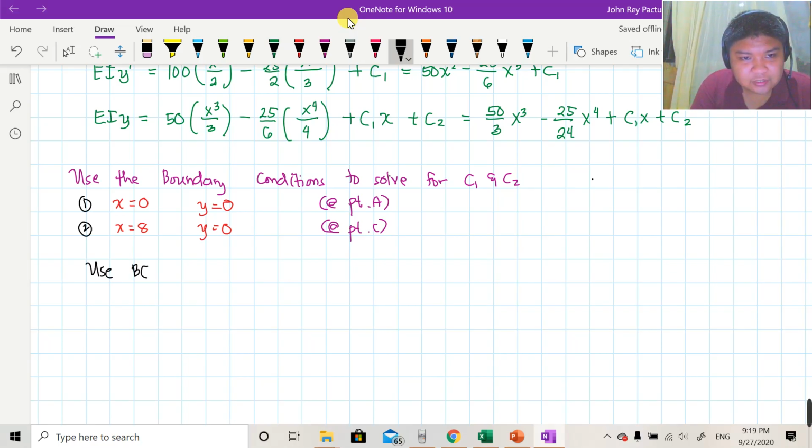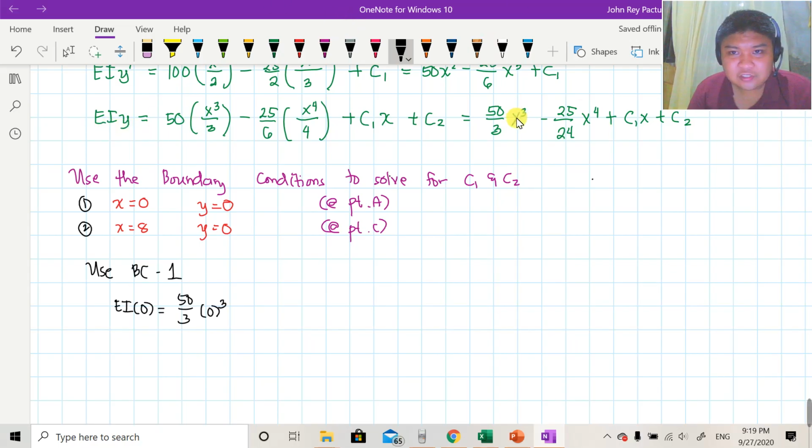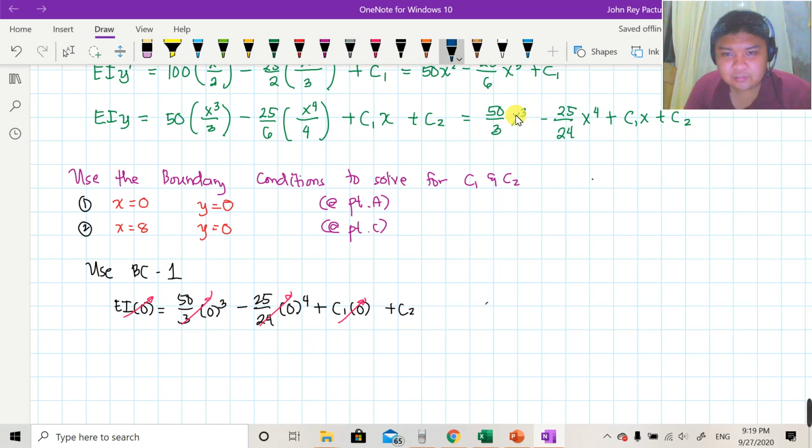So, ito yung ating dalawang boundary equations. Use boundary condition 1. So, substitute natin siya. Since y siya, gamitin natin EIY. So, EI times 0 is equal to 50 over 3 times 0 cubed. Kasi nga, di ba, EIY is 0, yung x din natin ay 0. So, minus 25 over 24 times 0 to the fourth, plus c sub 1 times 0 plus c sub 2. So, lahat naman sila ay magiging 0 dito. So, 0 silang apat. So, therefore, pwede mo agad dito makonkludo that the value of c sub 2 ay 0.